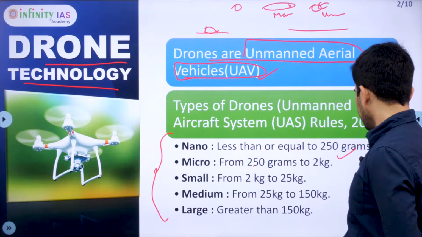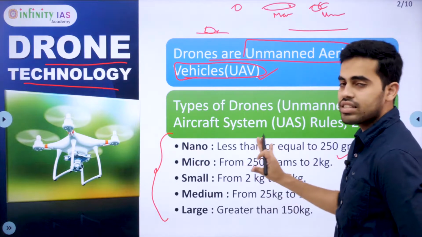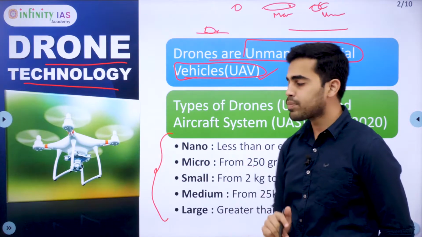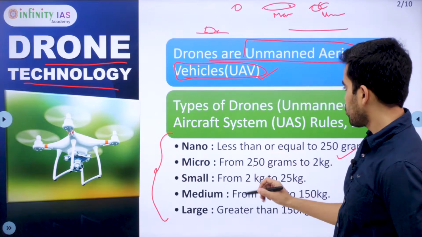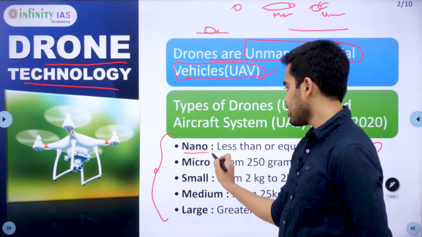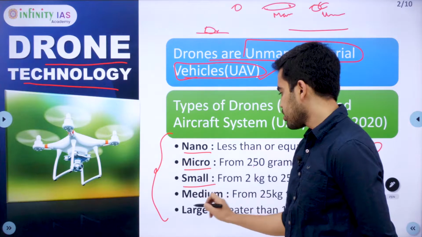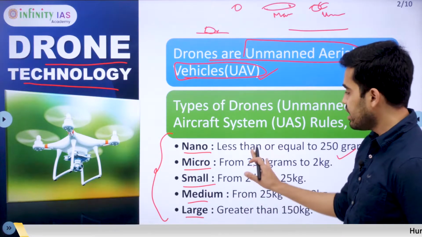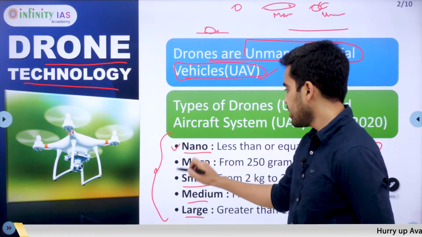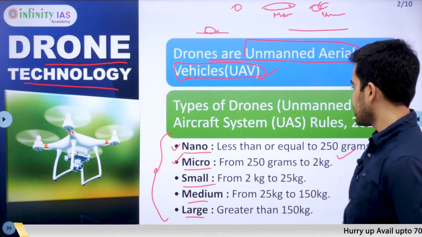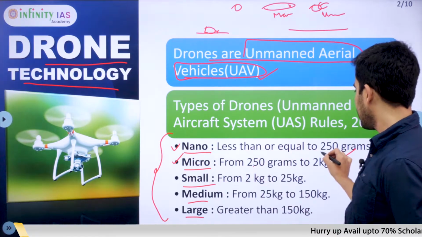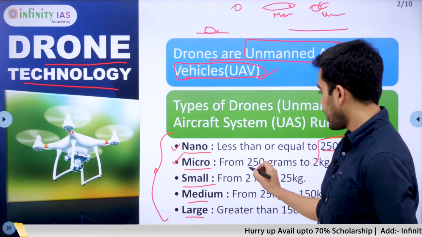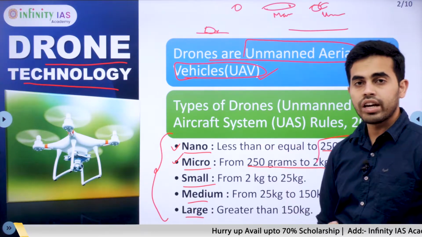But we will look into this classification because this is what is given in the draft rules for drone regulation released by the Government of India. Drones are categorized as nano, micro, small, medium and large. Here we need to remember the nano and micro categories for the prelims examination. Nano is less than or equal to 250 grams. Micro is 250 grams to 2 kg.